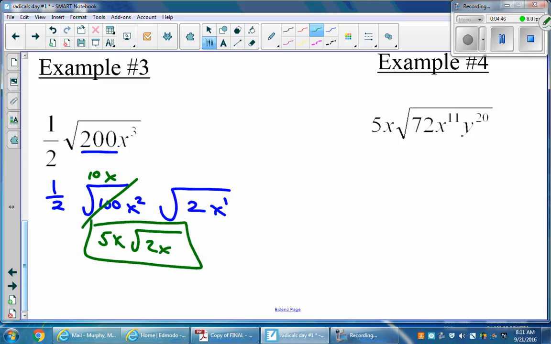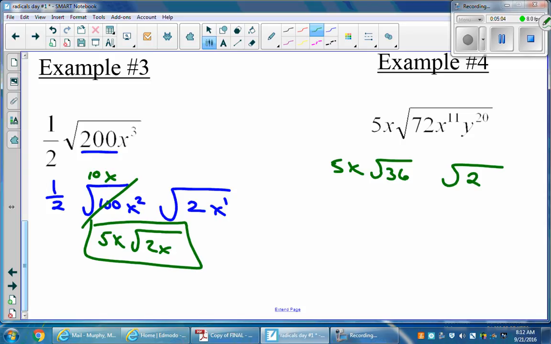Next example, same idea. I'm going to go 5x, 2 empty square roots. I'm going to start with the 72. 72 is not a perfect square, so I'm going to think to myself, all right, well, what's the largest perfect square that goes into 72? If you think about it, hopefully we'll come up with the fact that 36 times 2 is 72. So 36 would be the largest perfect square.